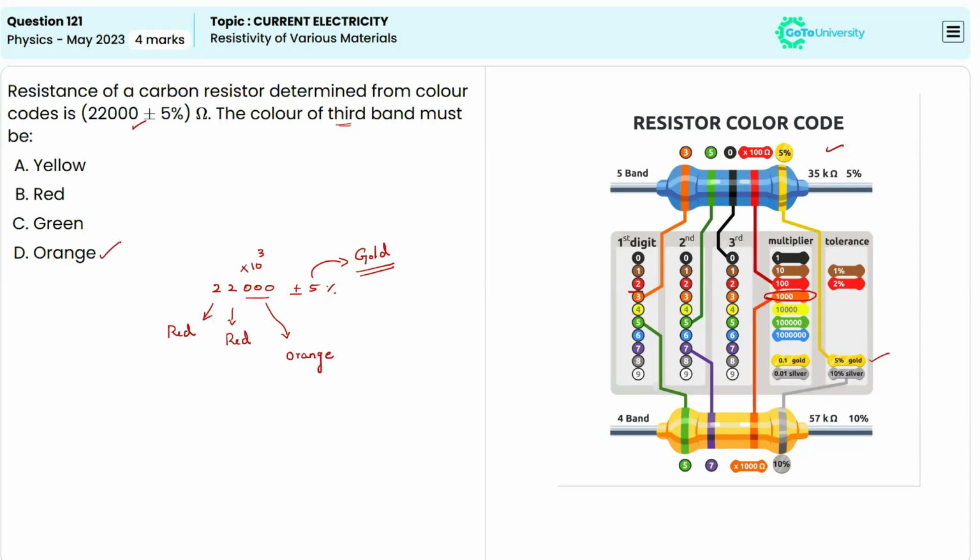Now we are moving to the next question. It's a very simple question, but make sure that you know the numbers of the colors. Okay. Now we are moving to the next question.